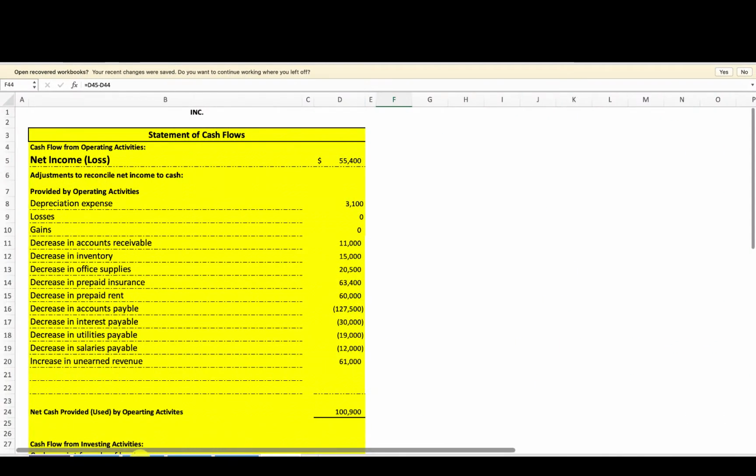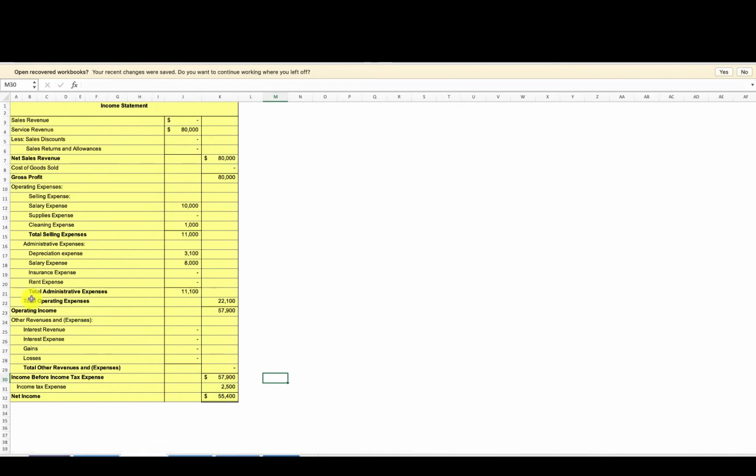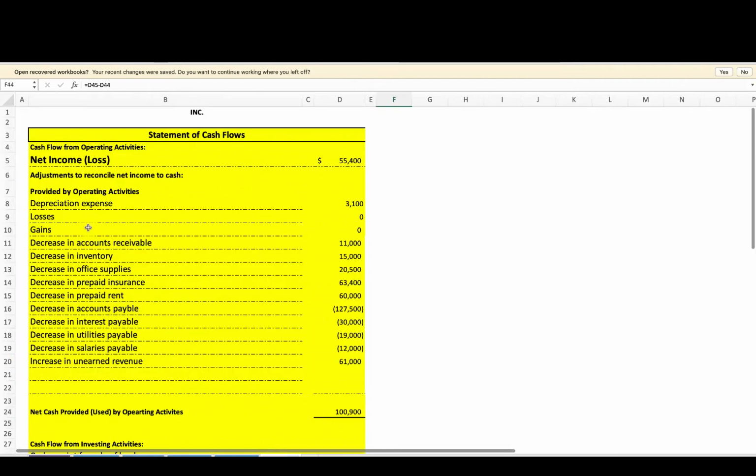So you go to the income statement and you look for any depreciation, depletion, or amortization. And you only have depreciation because we haven't done depletion yet. We haven't done amortization yet. That's going to be later. So right now you just have depreciation expense, and that's $3,100. Okay, so you bring that over.